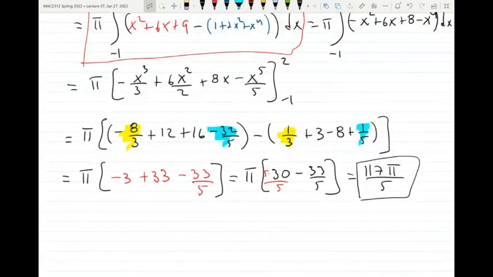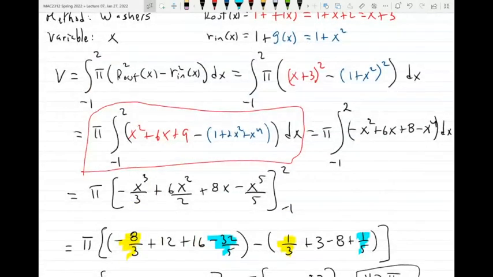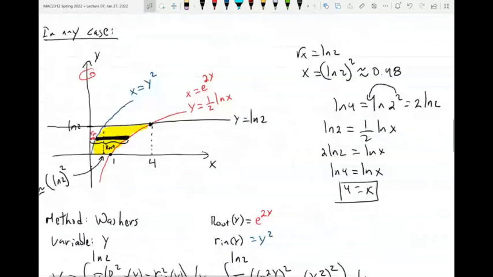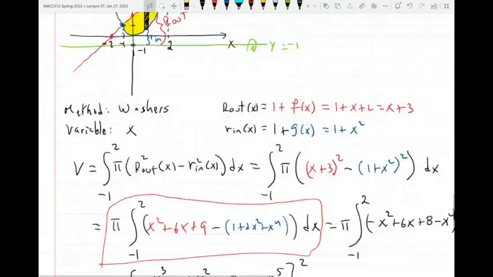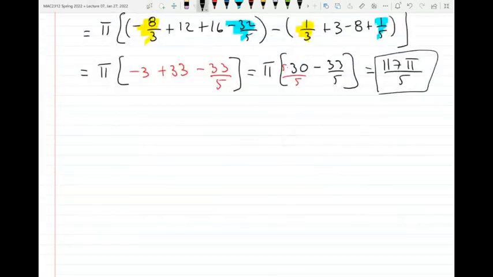Questions on washers? No? Okay, I'm going to do the same thing that I did last time. I have 10 more minutes. Let me ask you a question pretty quick. Imagine that instead of y equals -1, the question would have been rotate about x equals 3. Same region.